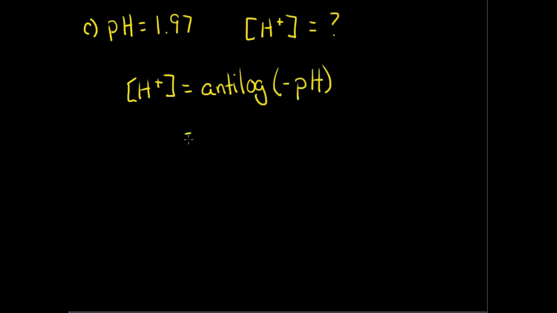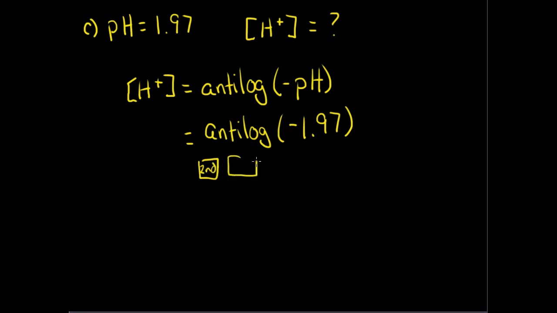Just plug and chug. We've got the antilog of negative 1.97. Antilog again is on your calculator, second and log, and make sure you make it a negative. It'd be the negative sign, not the minus sign. That'll screw you up. 1.97. Close your parentheses. We're not savages. So from there, we just pull out the answer.